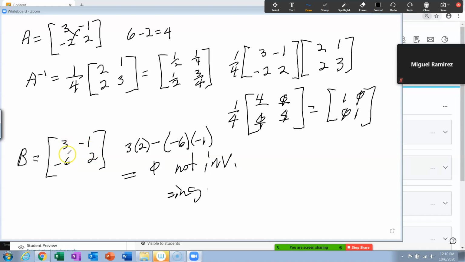And you see the second row here is minus 2 times the first row. So, also works with columns. The first column is minus 3 times the second column. Okay, so it doesn't work. Okay, so it's a non-invertible matrix. So that being said, any questions before we clear this?